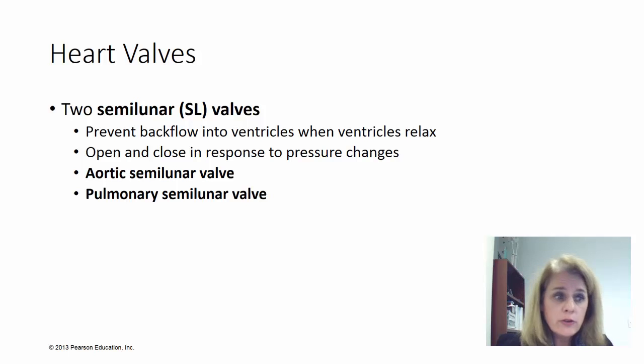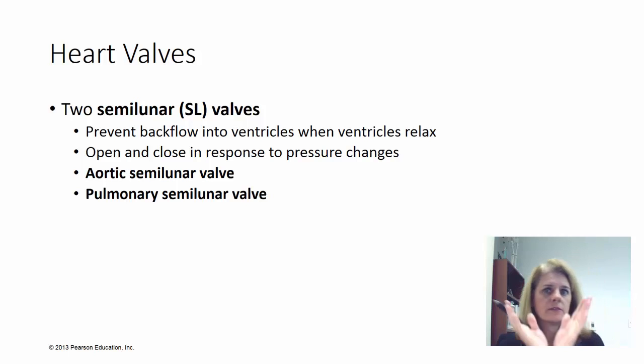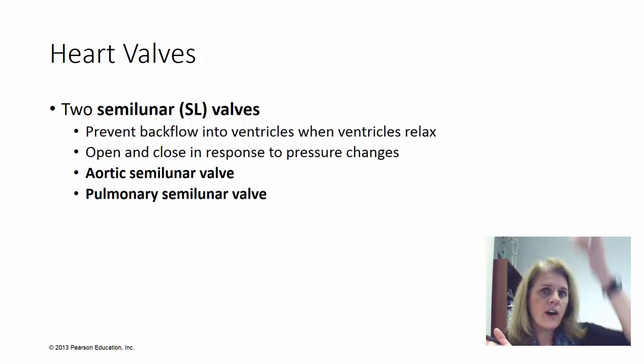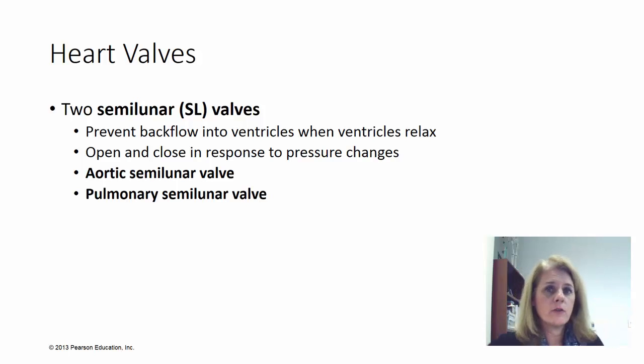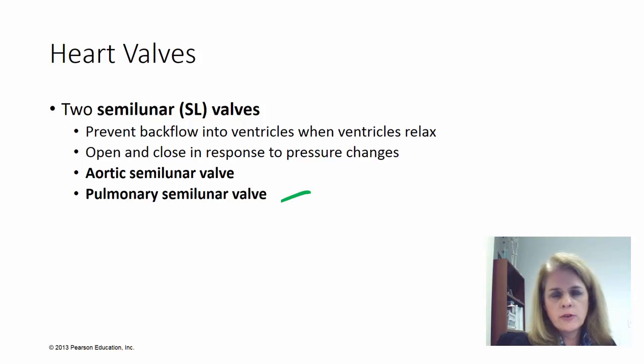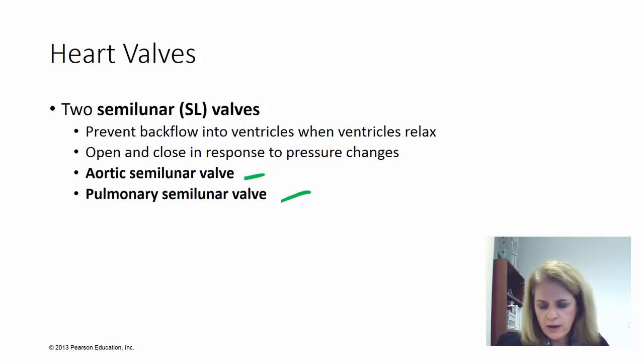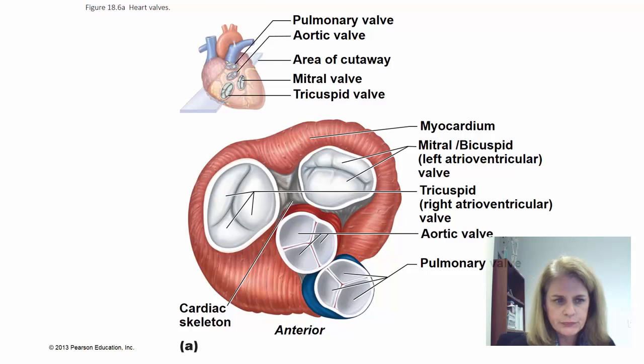Then you have semilunar valves, and they prevent backflow into the ventricles when the ventricles relax. So the ventricles contract. When they relax, that blood would fall back from the pulmonary trunk and from the aorta, and to prevent the blood draining right back into the ventricles, you have these valves. So you have a pulmonary semilunar valve that prevents backflow into the right ventricle, and an aortic semilunar valve that prevents blood going back into the left ventricle.